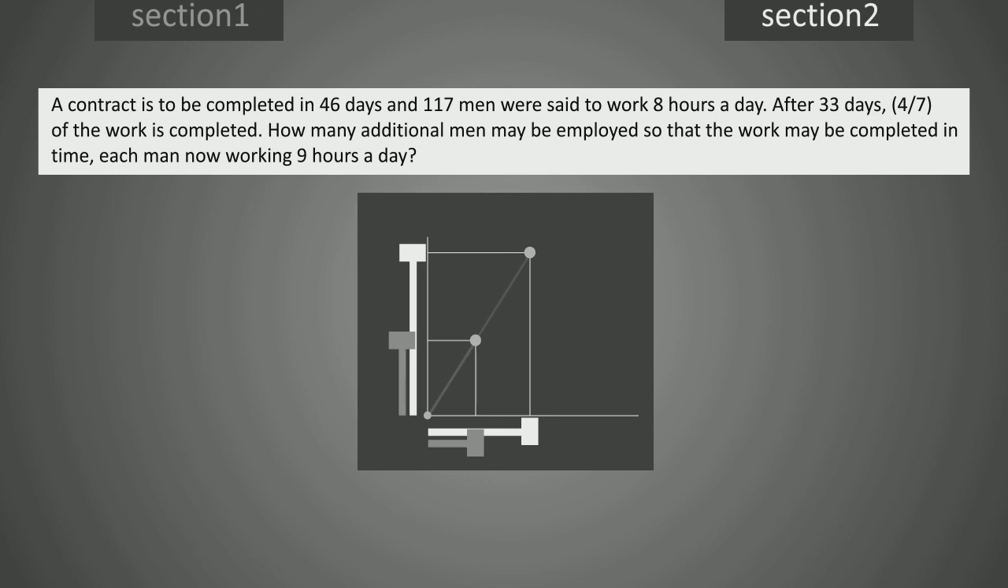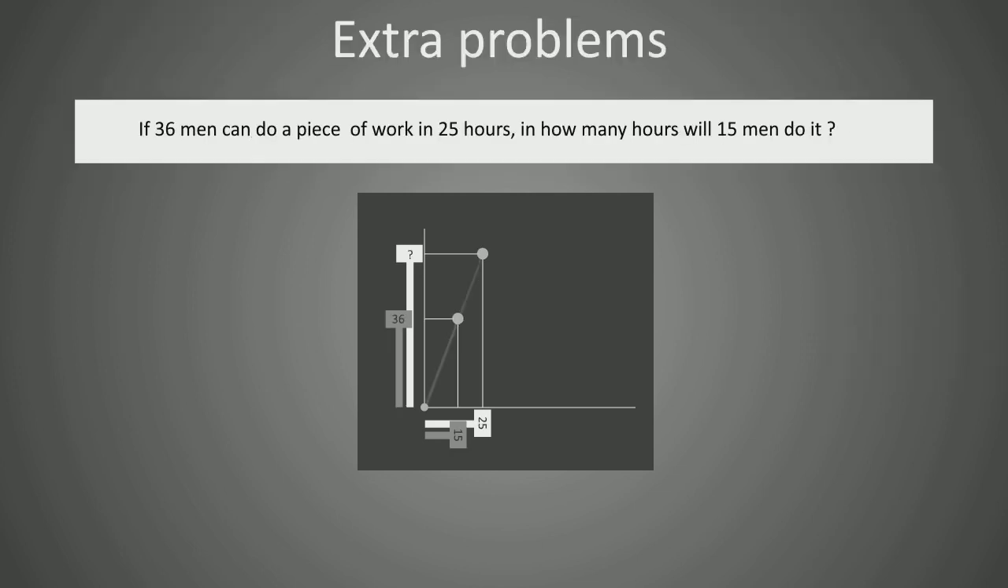Step 1. Laying out the picture. So here we go. Less work, less men: direct proportion. Less days, more men: inverse proportion. More hours per day, less men: inverse proportion. Step 2. Find the relation and solve. So we use the relation y1 by y2 equals x1 by x2 times x2 by x1 times x2 by x1. The first is with respect to work, the second is for days, the third is for hours per day. So go on, give it a try.